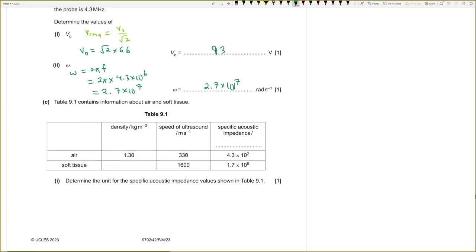Table 9.1 contains information about air and soft tissue. Determine the unit for specific acoustic impedance. So we know that Z is equal to rho C. So rho is kilogram per meter cubed and C is meter per second. So what do we end up with? Kg m to the minus 2 s to the minus 1. Great.